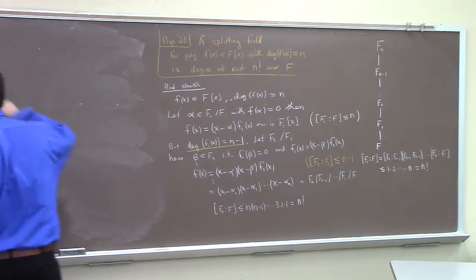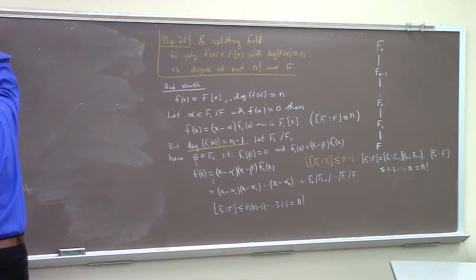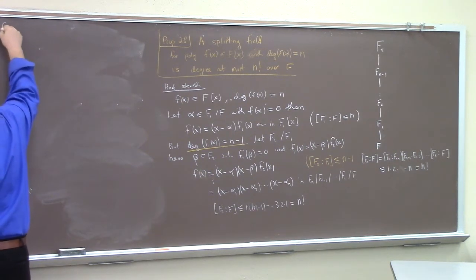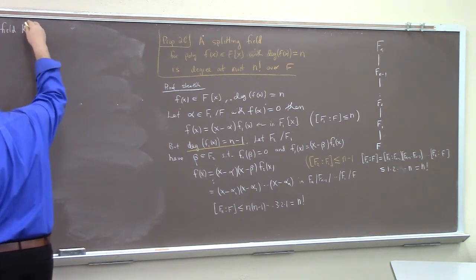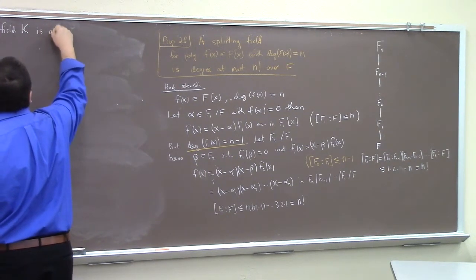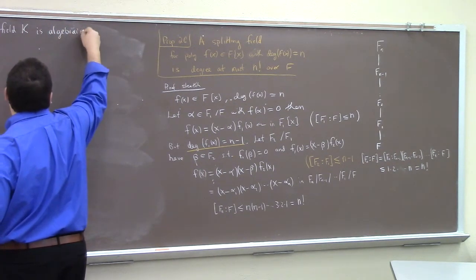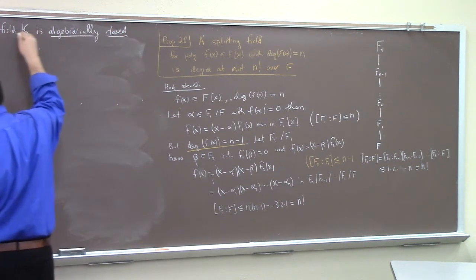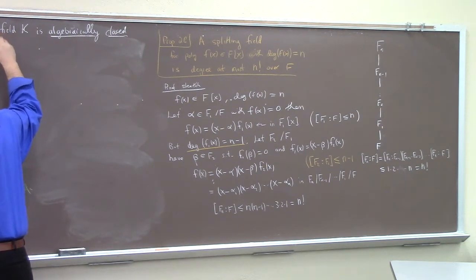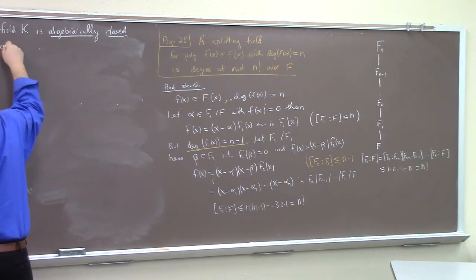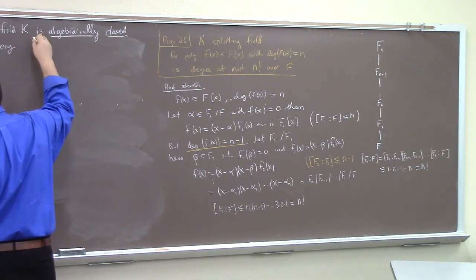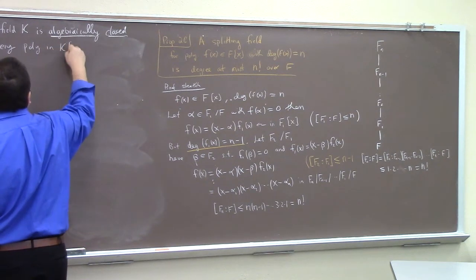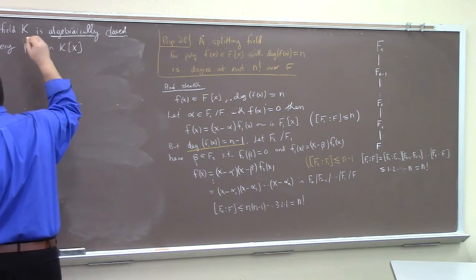Definition. A field K is algebraically closed if every polynomial has a root in K.